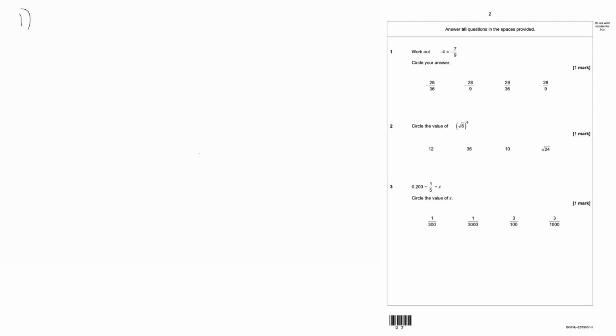So for question 1, we have minus 4 times minus 7 over 9. So if we times the minus 4 by the minus 7, the minuses cancel out and we get 28, and then we're left with the 9 in the denominator. So our answer here is 28 over 9.